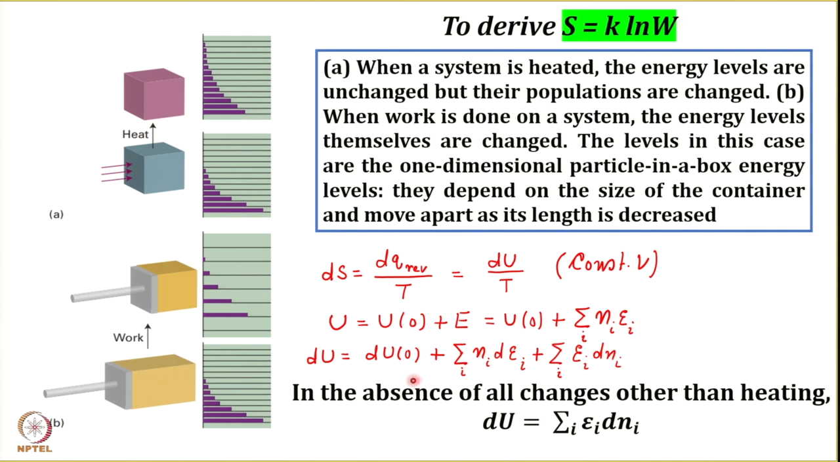Concentrate on this equation. What I have just done is I have considered the upper equation U is equal to U0 plus summation Ni Ei. Let the system undergo some change. Then dU is equal to dU0 plus summation Ni dEi plus summation Ei dNi. Note down that U0 is constant, so dU0 should vanish, it should become 0. Now we need to figure out which other term remains, or do both the terms remain. First one is changes in energy, dEi. Second is changes in the number of molecules in the ith state.